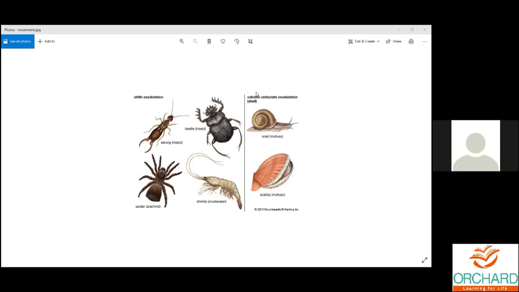Crab, okay. Shellfish, oysters, very good. Lobster, good. So those things, the crustaceans, everything comes under the exoskeleton. So that was the thing which we were discussing during our last class.